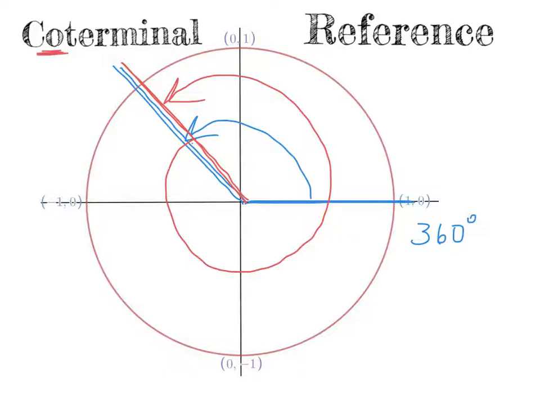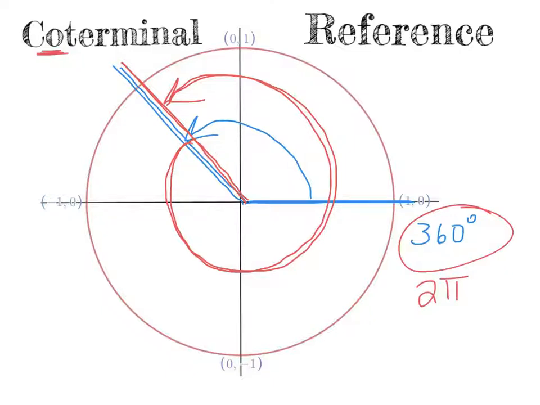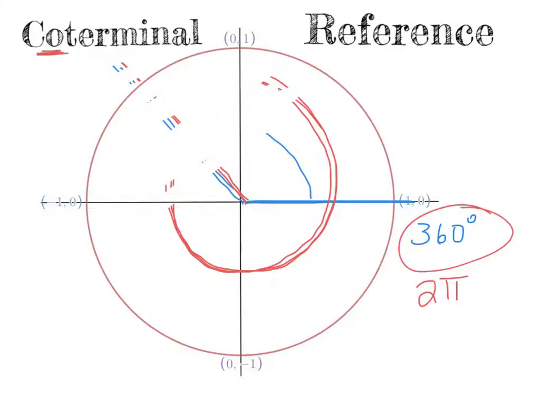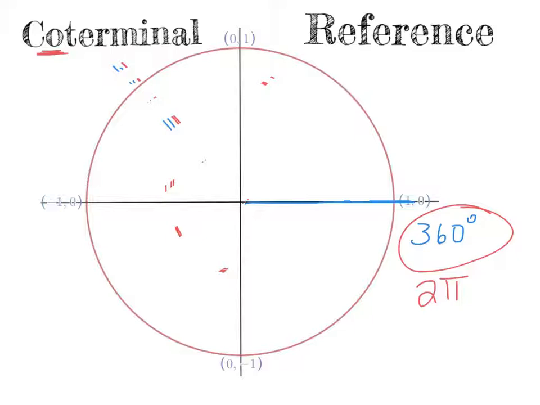So how far around did we have to go to get there? Well, we just made a circle, didn't we? And how many degrees are in a circle? 360 or 2 pi. So all you have to do to get back to an angle is either add 360 or 2 pi. The cool thing is you can also subtract 360 or 2 pi, because angles do not have to go in the same direction.